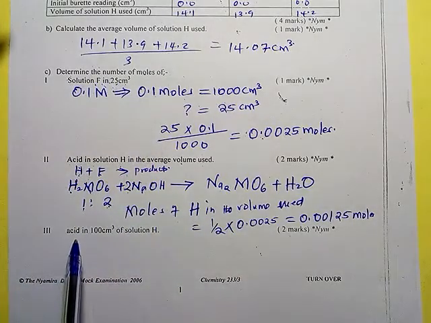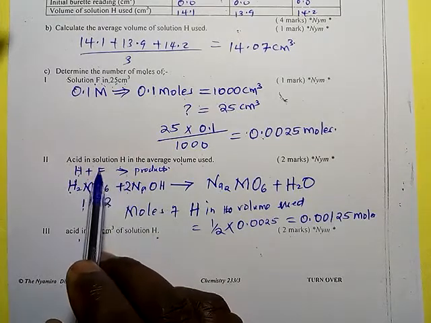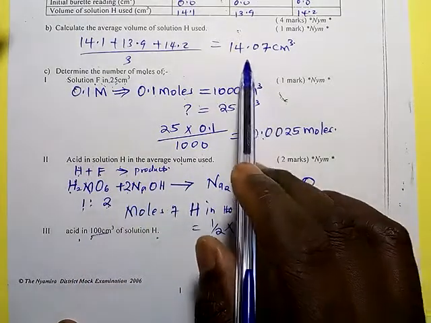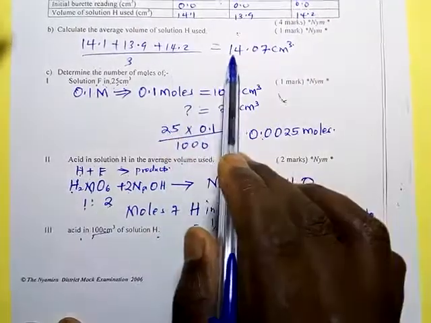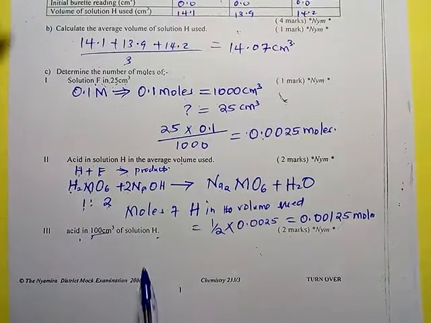Determine the number of moles of the acid in 100 centimeters cube of solution H. Now we have the number of moles in the 14.07 portion. This is the number of moles, and these moles are in this volume. We will ask what about 100.